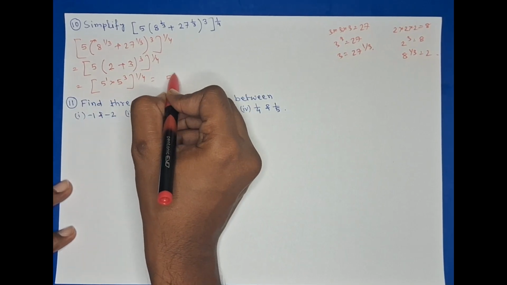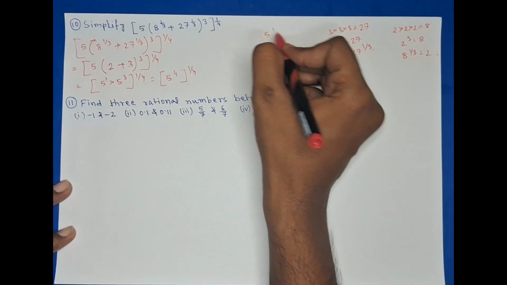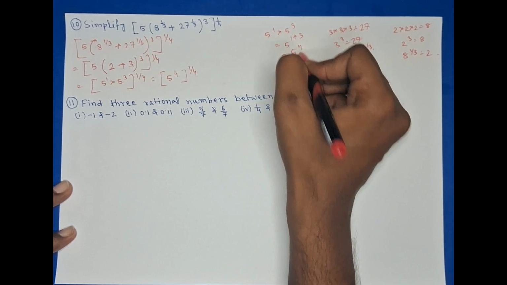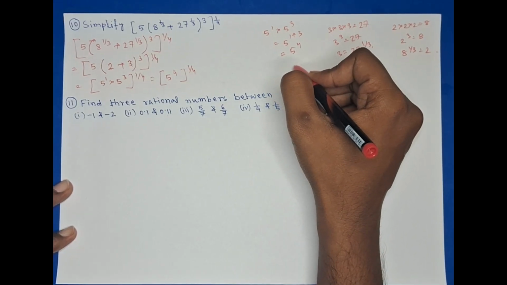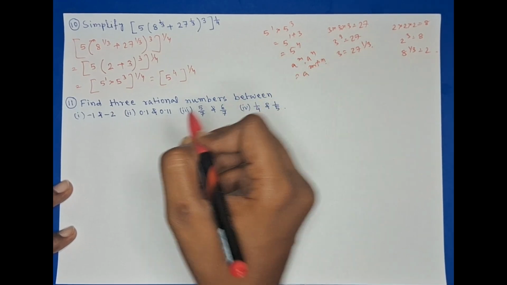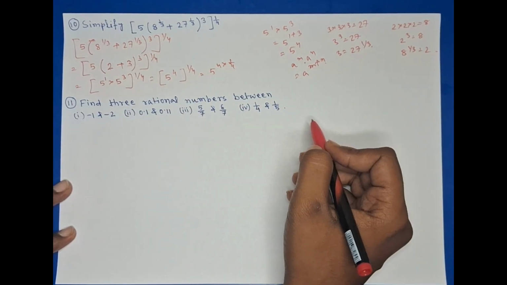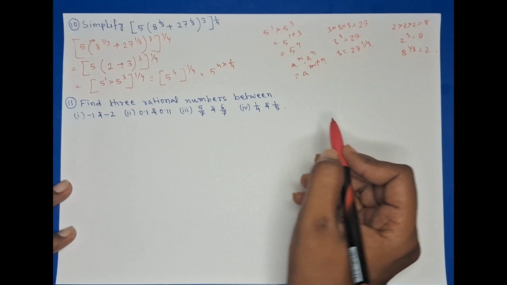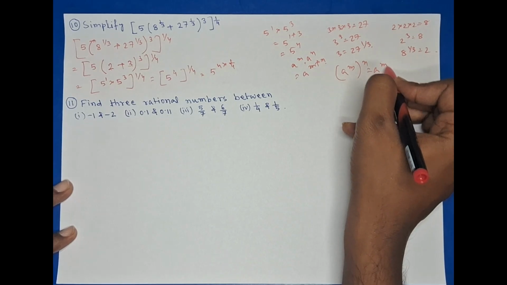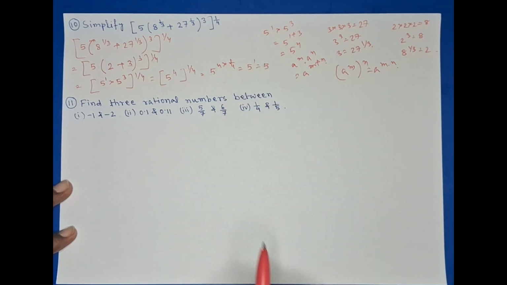What is this? This will be equal to 5 to the power 4, whole to the power 1 by 4. Why? 5 to the power 1 into 5 to the power 3 is equal to 5 to the power 1 plus 3, which is 5 to the power 4. Similar to a to the power m into a to the power n is equal to a to the power m plus n. Okay. And what is this? This will be 5 to the power 4 into 1 by 4. How does this come? a to the power m, whole to the power n, is equal to a to the power m into n. The same thing, this becomes 5 to the power 1, which is equal to 5.